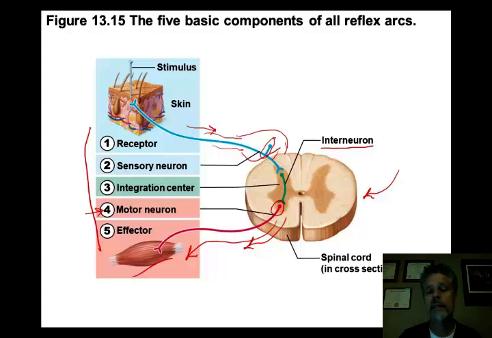And what we're seeing right here is a simple example of what's called a polysynaptic reflex. Poly means many, so we have more than one synapse, right? We have one right here, and we have one right here. There are also monosynaptic reflexes, with one synapse. The sensory neuron, the afferent neuron, directly synapses with the motor neuron. So you can't get much simpler than that.